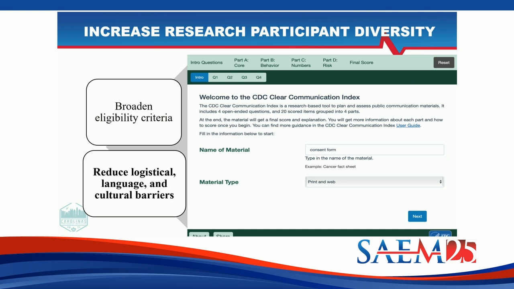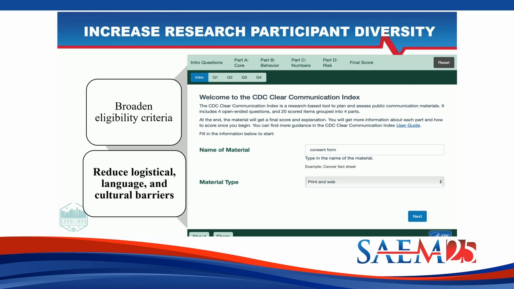What about reducing language and cultural barriers? You should start by having interpreters available. This is kind of obvious, but we don't generally do it. I know a few very large studies that said, well, we couldn't get interpreters, so we're therefore not including anybody that doesn't speak perfect English. Again, we're not doing those individuals justice.